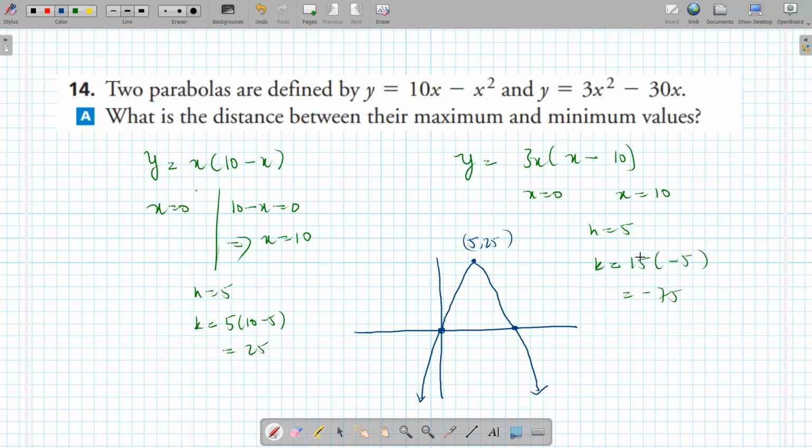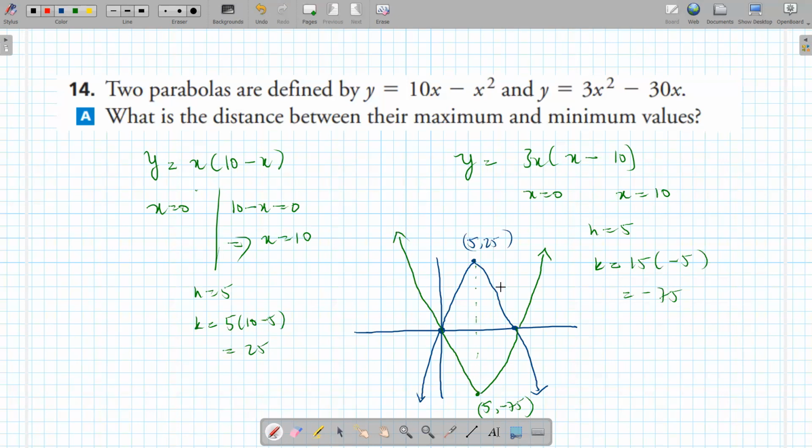The next graph, we have the same x-intercepts, but then we have a minimum now because it's opening upwards. And the minimum is at 5. That still stays there, but now it's at -75, sorry. It's going to go through the same x-intercepts because the x-intercepts are still 0 and 10. The h value is still 5. So you get something like this.